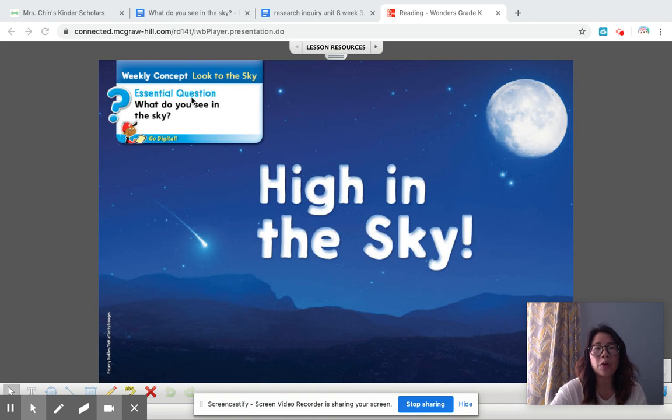And remember, our weekly concept this week was look to the sky. And our essential question, our very important question, is what do you see in the sky? So remember, scholars, as a class, we were reviewing things that we could see in the night sky from this picture here. And we mentioned we could see a moon and some stars and the shooting stars. But then on the flip side, you told me some things that you could see in the day sky, and we charted that together on our whiteboard.